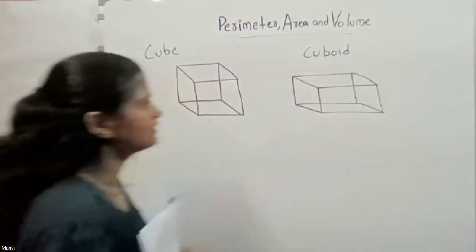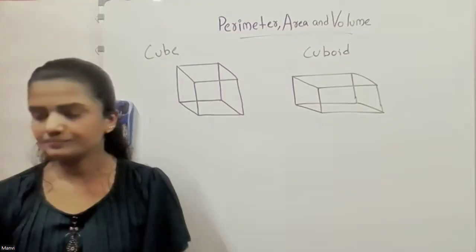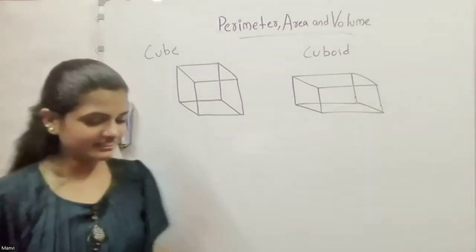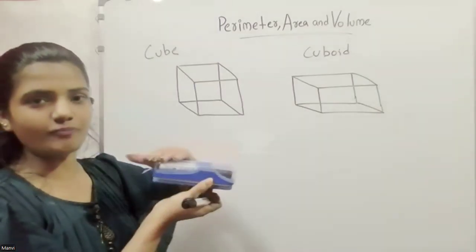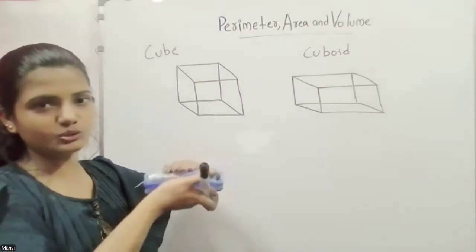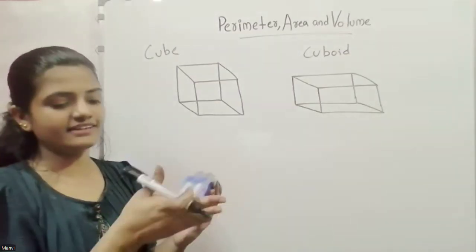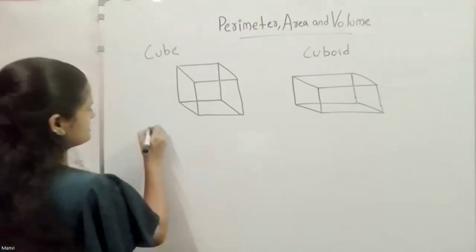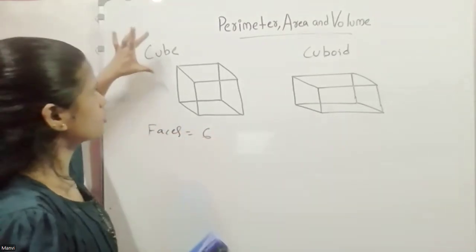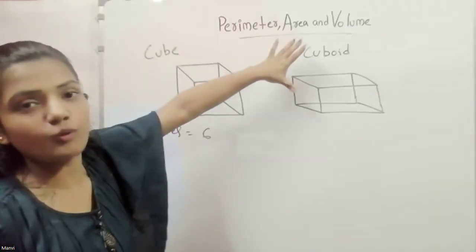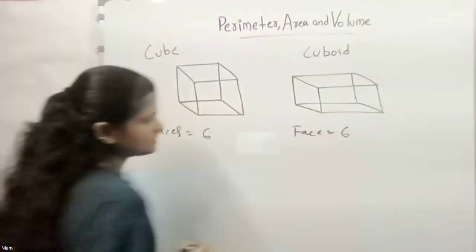So Kavya, in cube, how many faces are there? 6. Very good. So just feel like this is a cuboid. This is the top face, 1, bottom 2, this 3, that 4, this 5, and that 6. So total number of faces equals 6. Similarly, what is in cube, the same is in cuboid as well. So here also the total number of faces is 6.